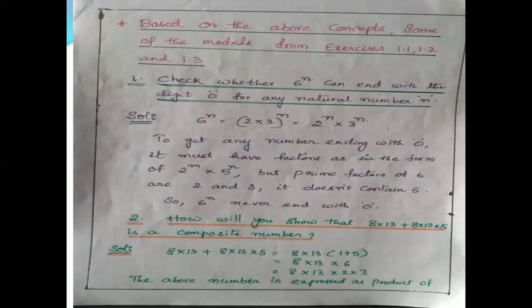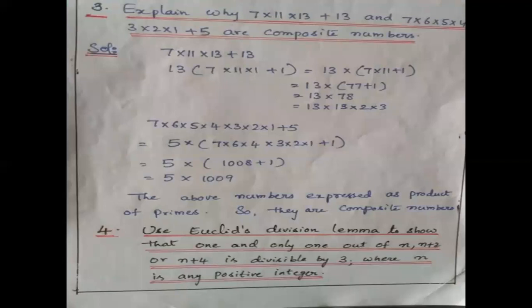Another model, how will you show that 8 into 13 plus 8 into 13 into 5 is a composite number? Solution, 8 into 13 plus 8 into 13 into 5. In this, 8 and 13 are common. So if you take 8 and 13 common, the leftover in the first part is 1 and leftover in the second part is 5. So 1 plus 5, which gives 6. When you rewrite 8 and 6 into prime factorization, 8 is 2 cube and 6 we can write as 2 into 3. So the above number is expressed as the product of primes, so it is a composite number.